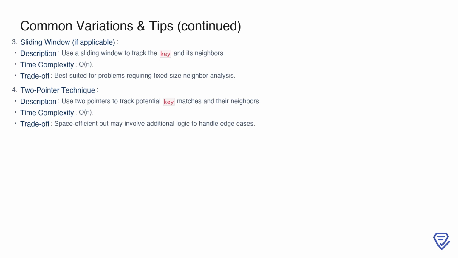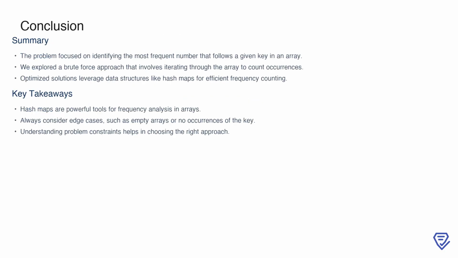Similarly, the two-pointer technique can be used to track potential key matches and their neighbors. This approach is also O(n) in time complexity and is space efficient since it doesn't require extra data structures like hash maps. However, it may involve additional logic to handle edge cases, so careful implementation is necessary to avoid errors. Both of these techniques provide alternative ways to solve the problem with a focus on efficiency and adaptability to different constraints. That wraps up our discussion of this problem.